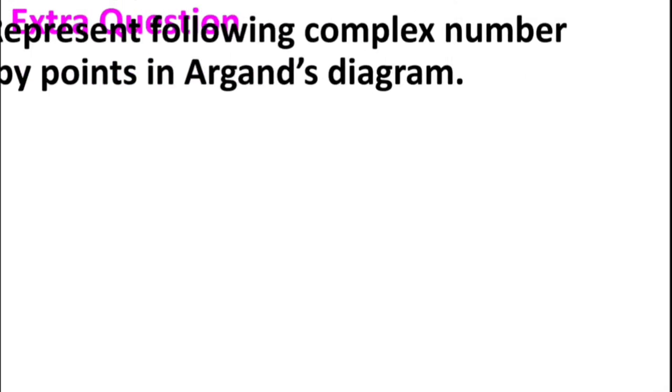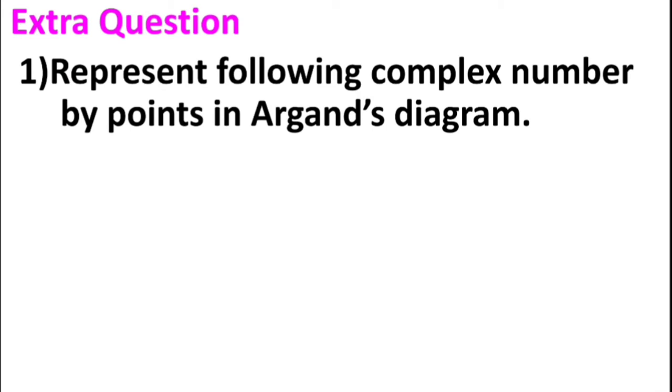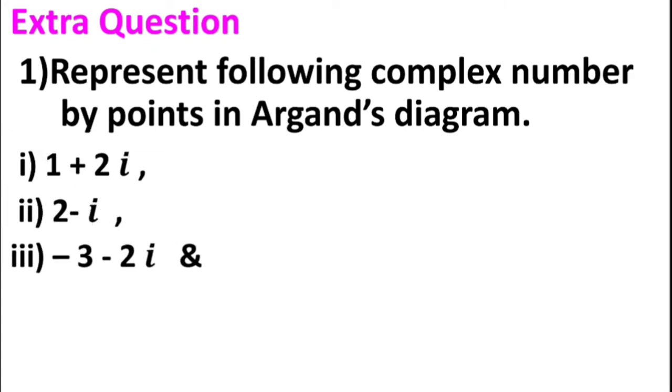Now an extra question of a similar type: represent the following complex numbers by points in the Argand diagram. The points are 1 plus 2i, 2 minus i, then minus 3 plus minus 2i and minus 2 plus 3i. In this example we took 4 different points, that is 4 different complex numbers. In the previous one we took the conjugate and negative, in this one they are all different. You can plot the points also.